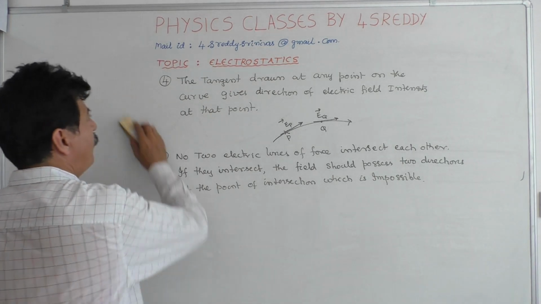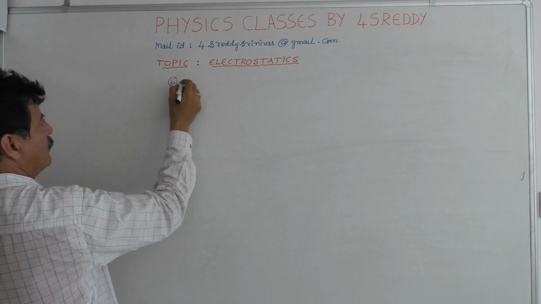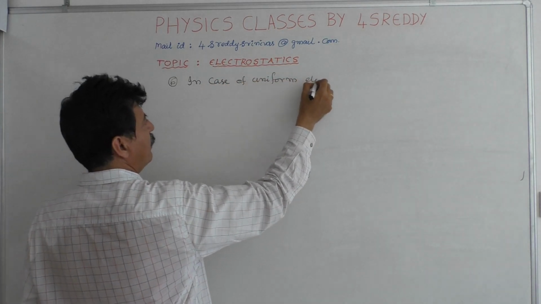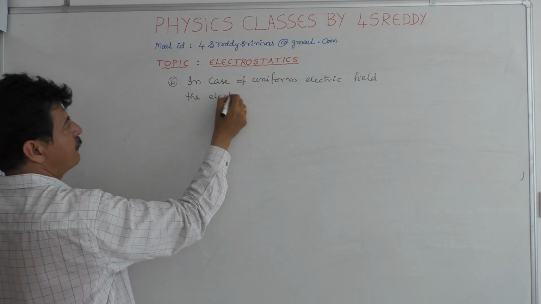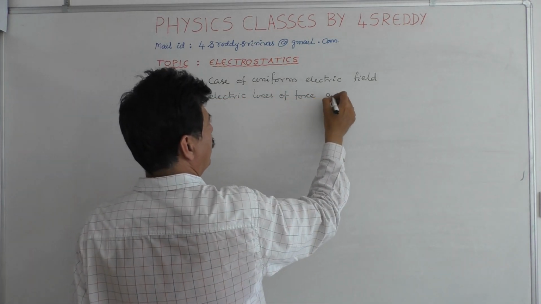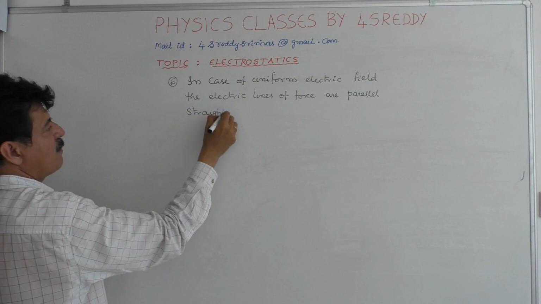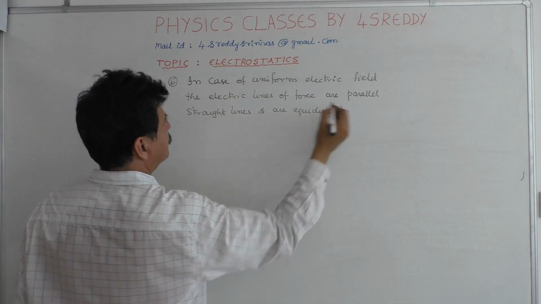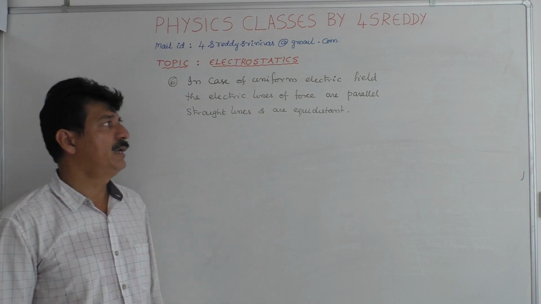And another point, number 6: in case of uniform electric field, the electric lines of force are parallel straight lines and are equidistant.